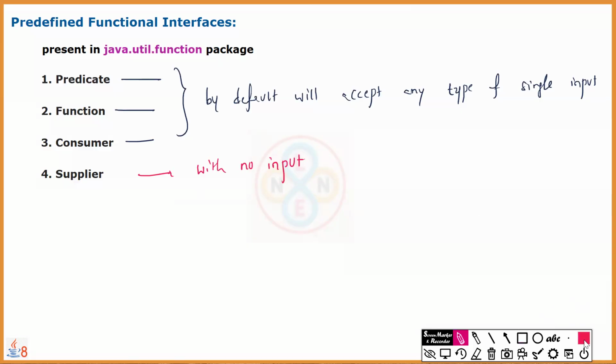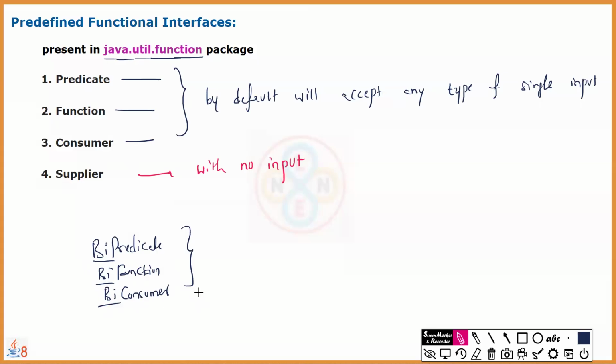Then here comes the next question. What if I want to work with two inputs? Is it possible or not possible? Yes, it's possible. In the same package, java.util.function itself, Java has provided us BiPredicate, followed by BiFunction and also BiConsumer, because Supplier has no inputs. So BiPredicate, BiFunction and BiConsumer will accept two inputs.